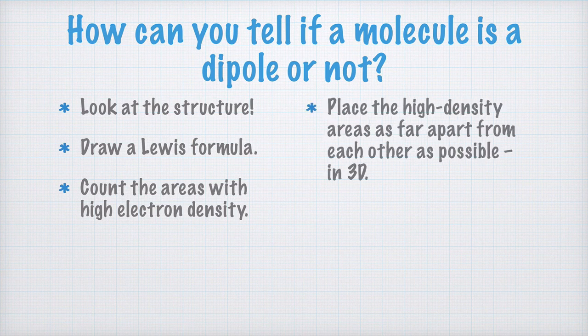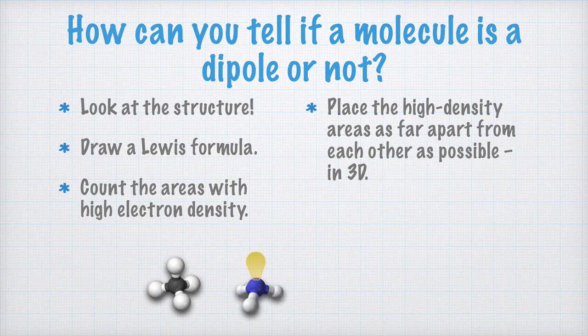When there are 4 areas with high electron density, the electron pairs will end up in the corners of a tetrahedron, like, for example, in methane. That's why methane is not a dipole. Likewise, in an ammonia molecule, there are 4 areas with high electron density, but one of them doesn't bind to anything. That's why the ammonia molecule is a dipole.